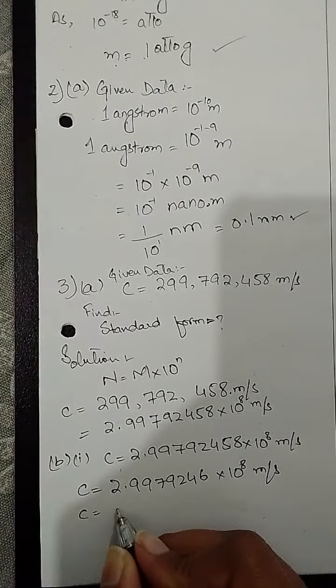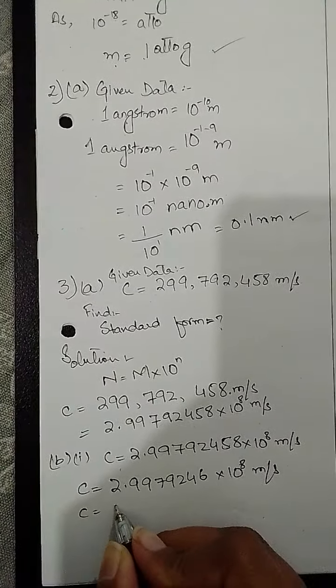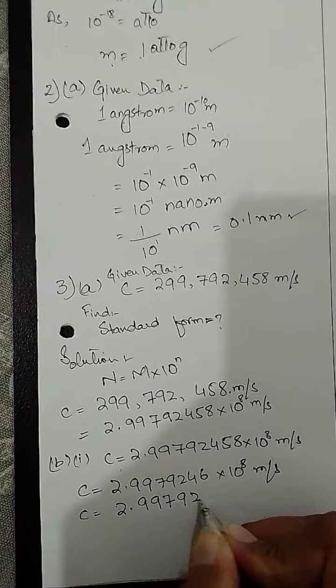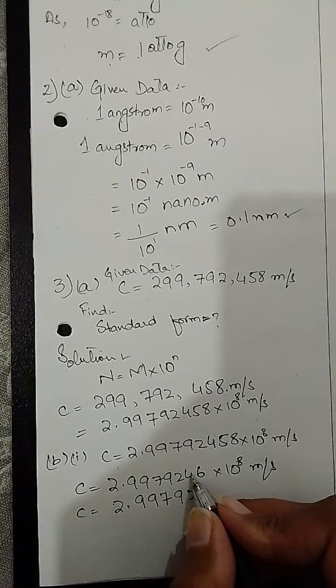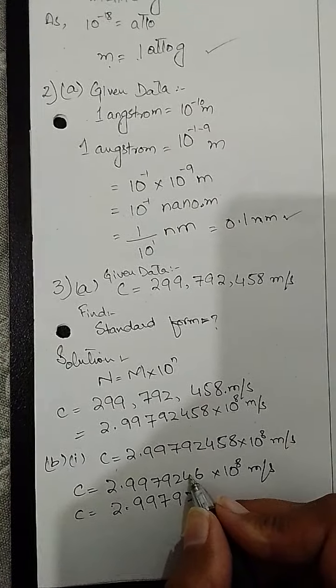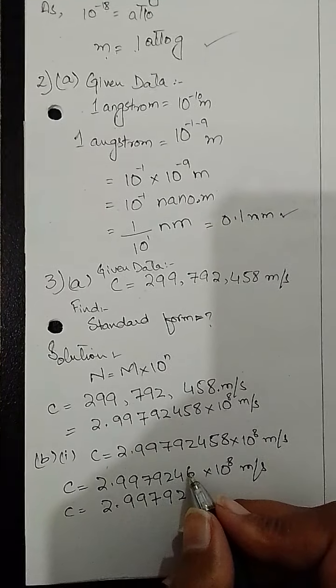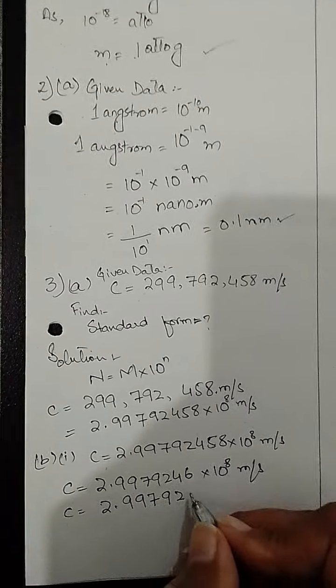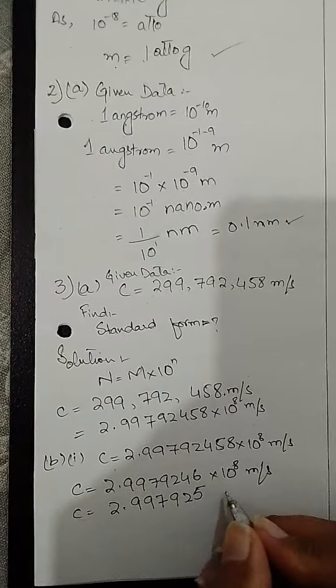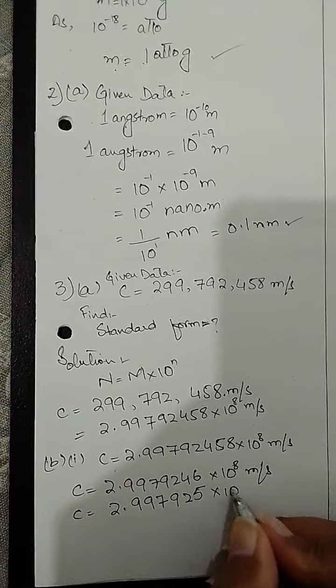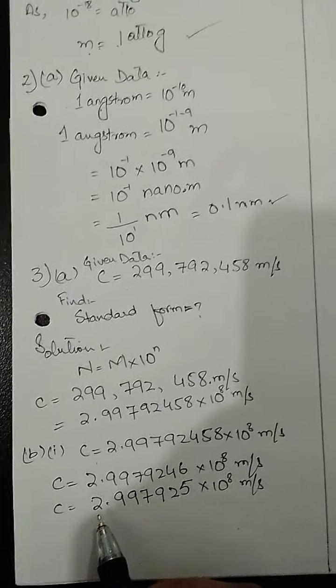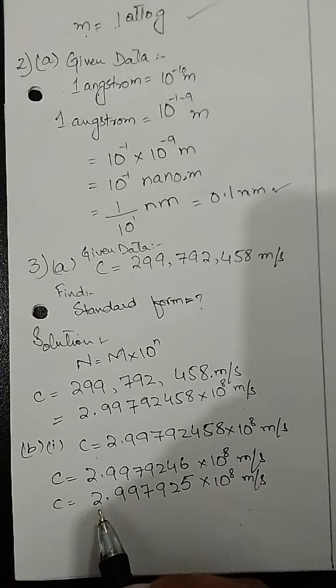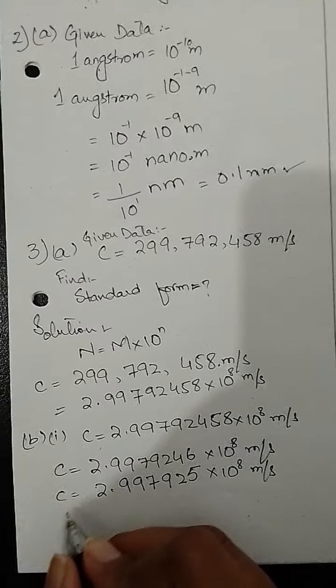c equals, again we have to reduce it, 2.99792. Remember that now we have to keep it up to this number 4, the second last digit, right? So we have to eliminate 6, as 6 is greater than 5, so we have to add 1 to 4. So 4 would become 5, and we eliminate 6, into 10 raised to the power 8 meters per second. Remember that according to the question, we have to round this off up to 5 significant figures.